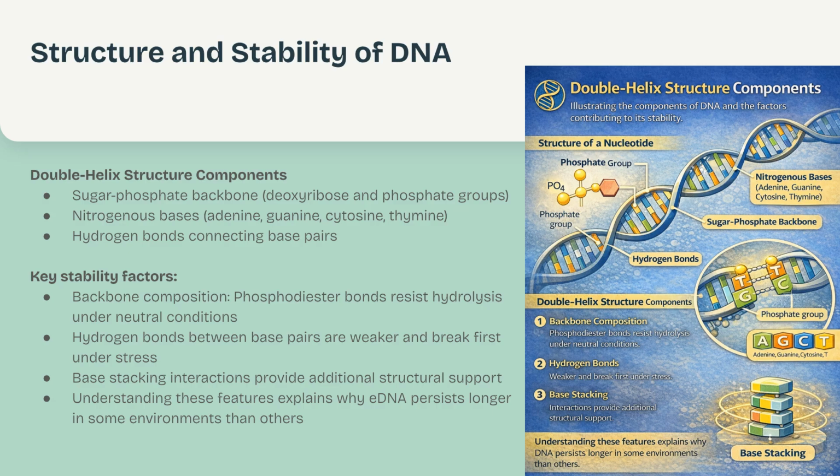The DNA double helix is composed of a sugar-phosphate backbone and nitrogenous bases connected by hydrogen bonds. Key stability factors include the phosphodiester bonds of the backbone and base stacking interactions. Understanding these features explains the varying persistence of eDNA.